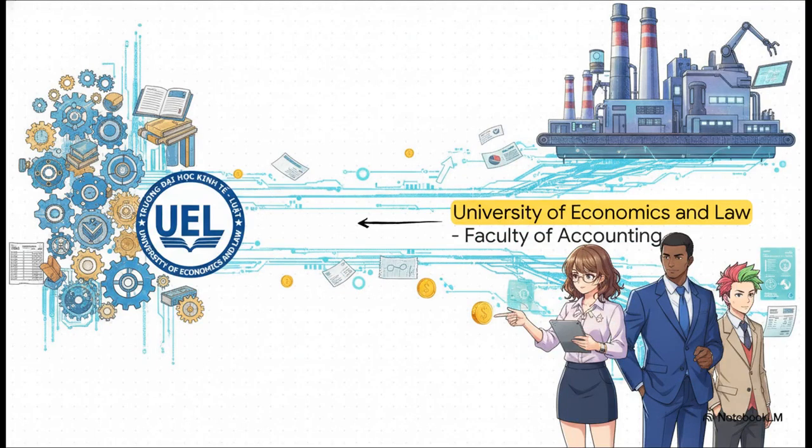To ground our session today, we're going to follow the rigorous curriculum of the University of Economics and Law, specifically the Faculty of Accounting. Our main goal here? To bridge that gap between dense academic theory and real-world business practice. By the time we're done, you won't just be memorizing journal entries. You'll understand the strategic, systems-level thinking behind the entire production cycle.